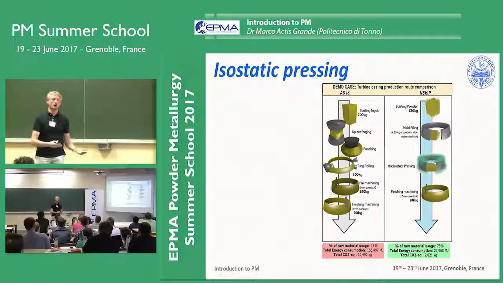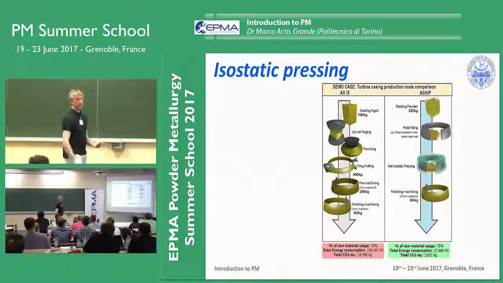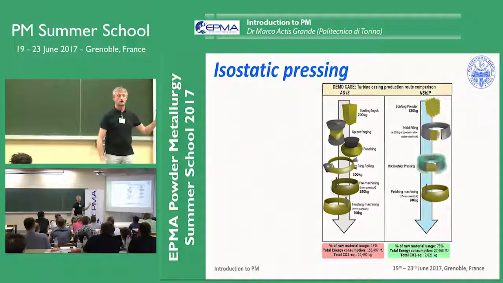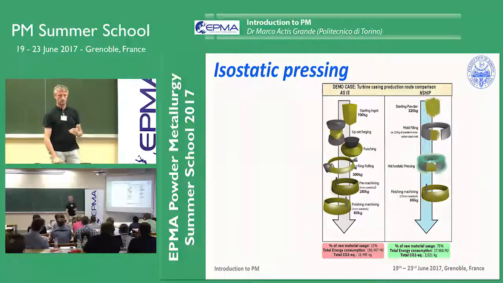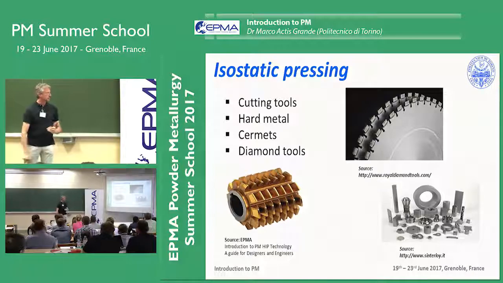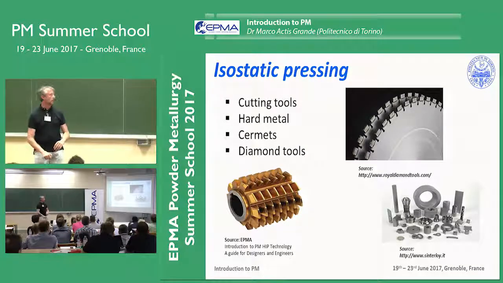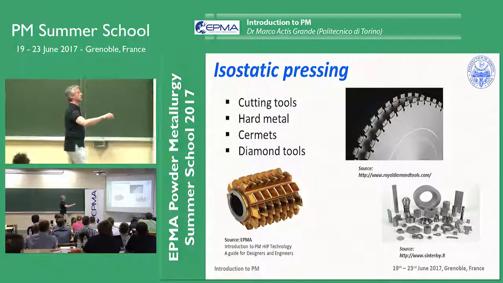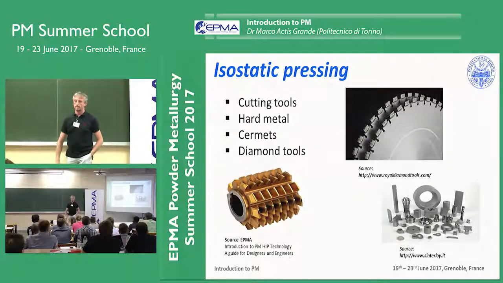It is not only something related to properties, also in the case of isostatic pressing, but in the case of more effective production. Not only that. What can you get by hot isostatic pressing? A set of components, like what you see here: cutting tools, hard metals, cermets, diamond tools, and also others.